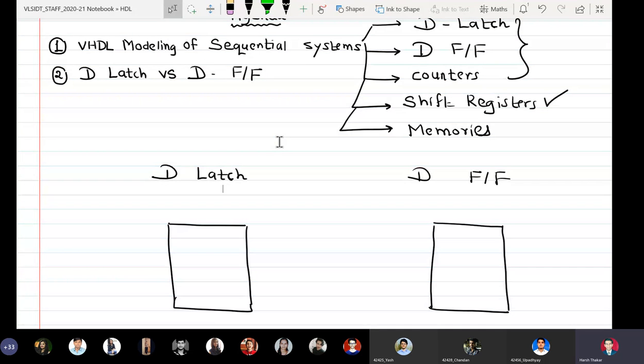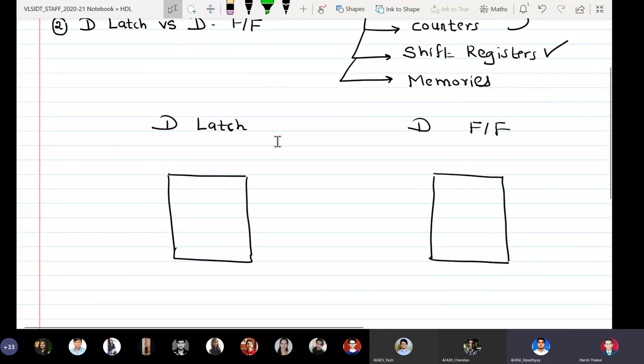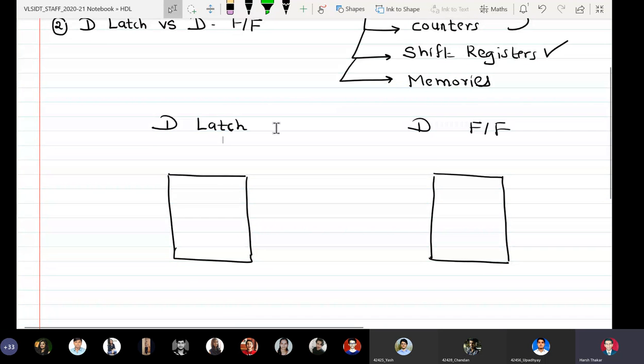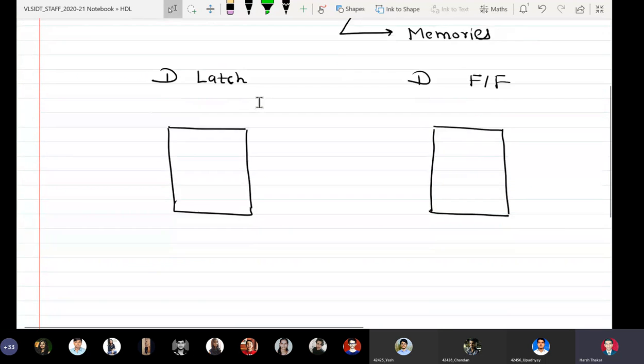In that case, you are correct. That system will become a D latch. Agreed. Shivam, you are correct. Yes, you are correct that I can convert a 2:1 multiplexer into a D latch simply by connecting the output to one of the inputs. And we will justify that also.